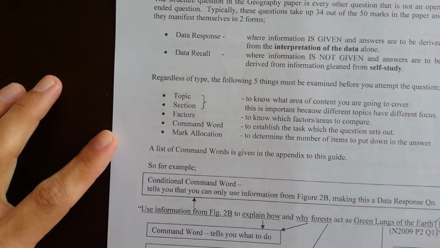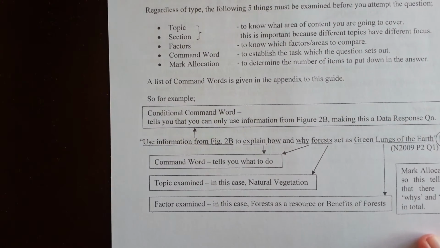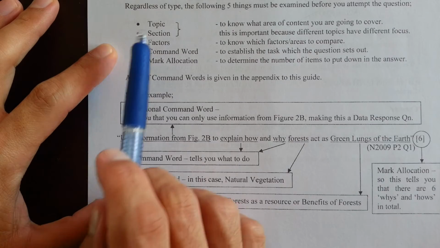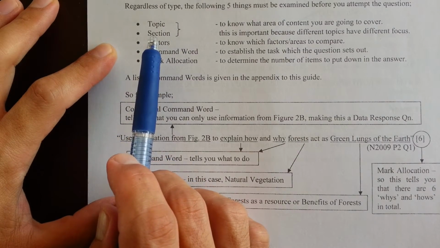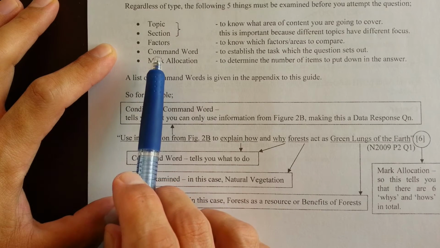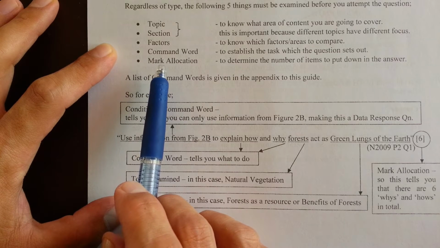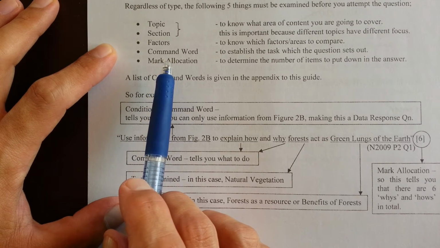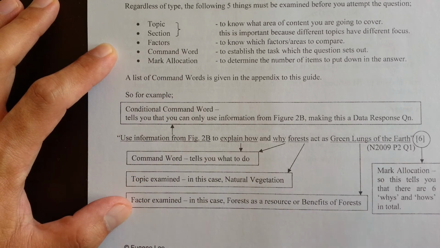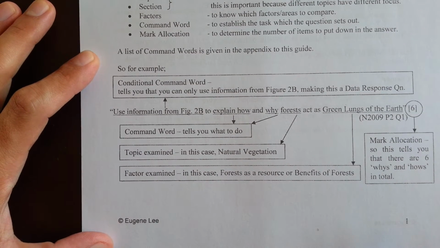Now, a structured question essentially is a question that has several items. It has a topic. It refers to a content area. It refers to a particular section in the content area. There are factors which you need to identify and discuss. There are command words which tell you what the question specifically wants you to do. And there's a mark allocation to tell you how many times you need to repeat the actions in the command word. And if you look at a typical question, this is how it looks like.